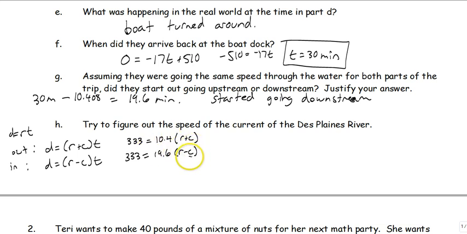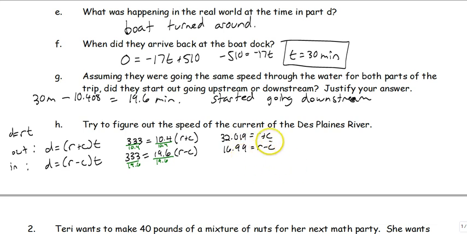So you multiply this out, and actually we don't even need to multiply it out. What I would do to make this a little easier is divide these numbers. So for example, this equation here, I would just divide by 10.4. This equation I divide by 19.6. So we get a new equation. We get 32.019 is equal to R plus C, and I get 16.99 is equal to R minus C.